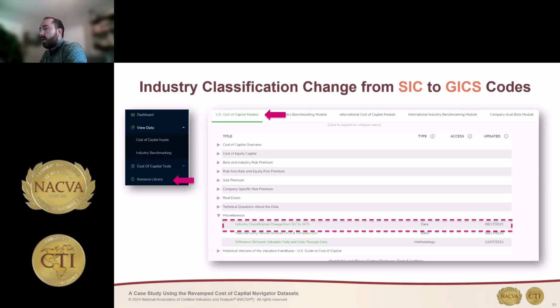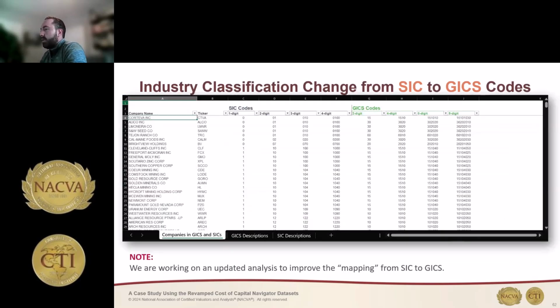There's also an Excel spreadsheet that we show by companies what their SICs and what their GICS were. So, if you've had SIC codes in the past and the constituents, you could look them up here and see if there is a mapping into an appropriate GICS. Now, there's no one-to-one mapping from SICs to GICS.